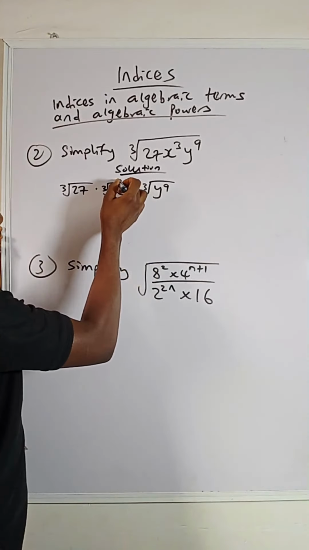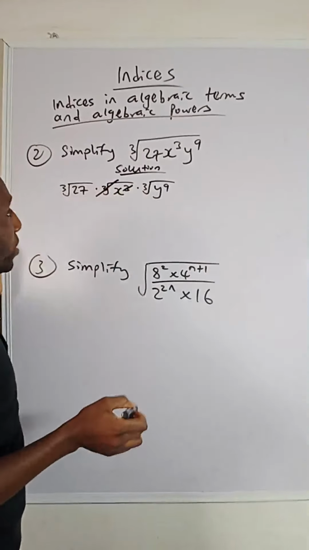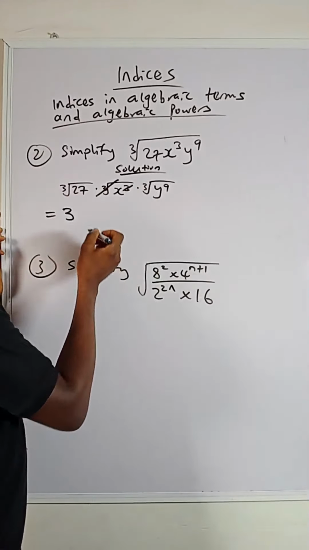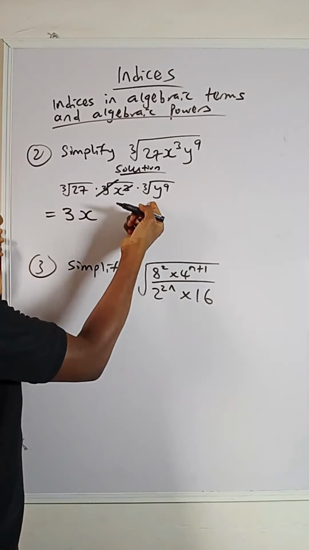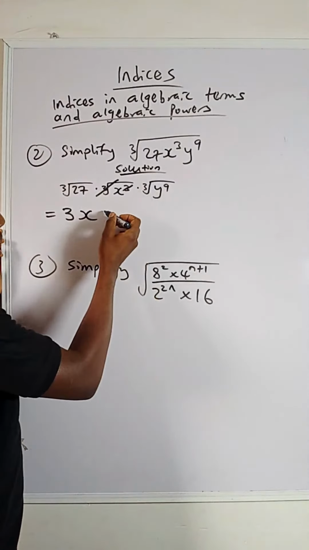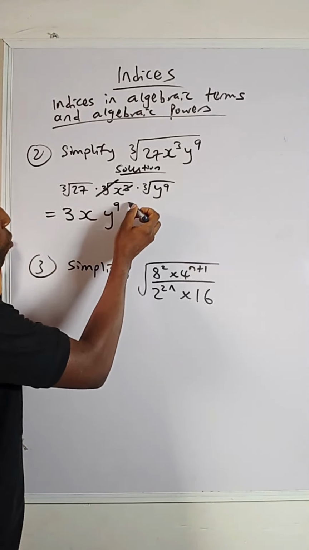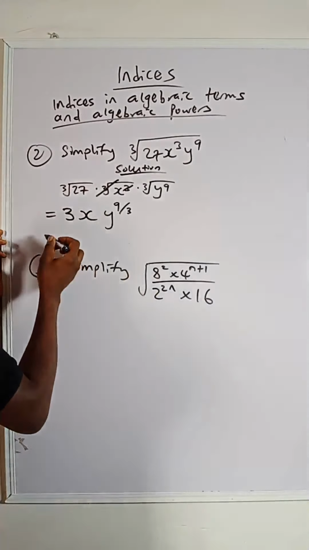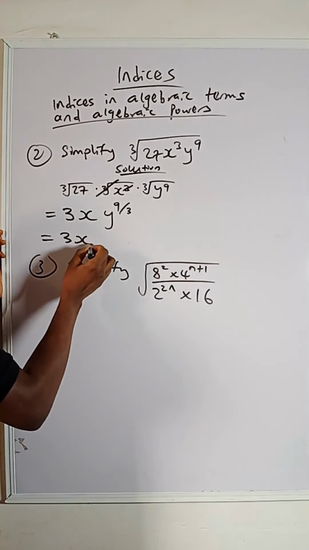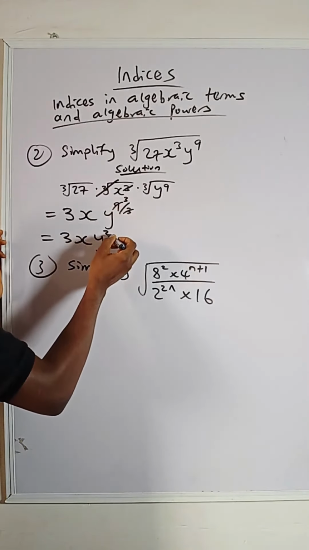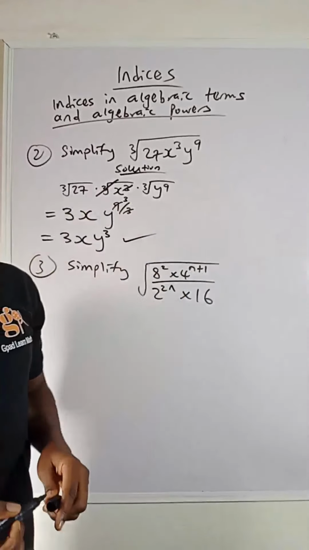So this x cubed will cancel the cube. The cube root of 27 is 3. And you have times x. What about this one? The cube root of y raised to the power 9 can be written as y raised to 9 over 3. I already explained this before. For those of you who have been here, you know what I did there. So 3x y raised to the power 3 into 9 is 3. So see your answer, 3x y cubed.